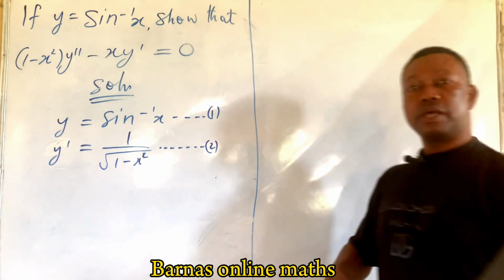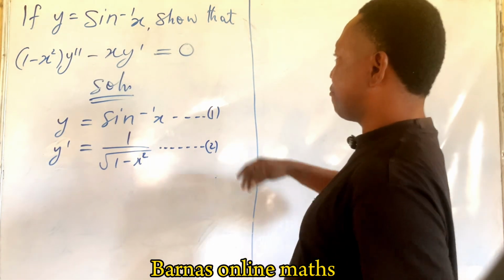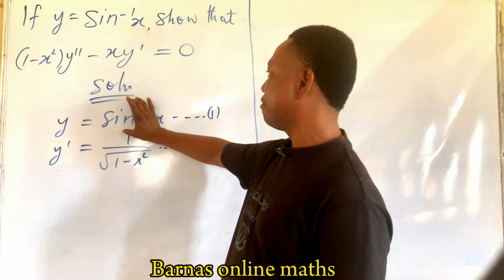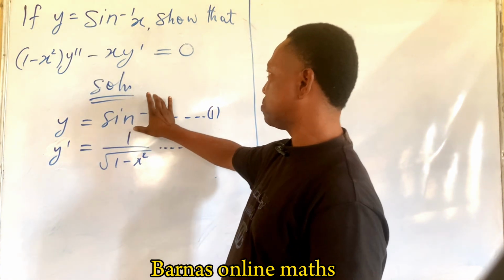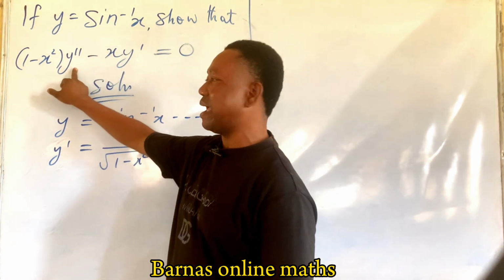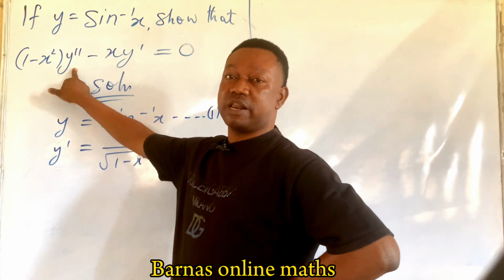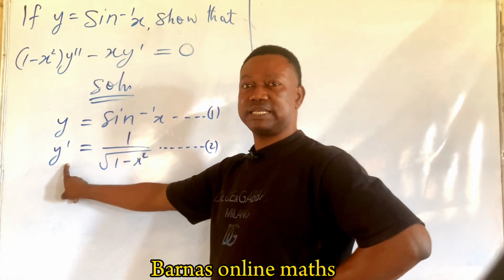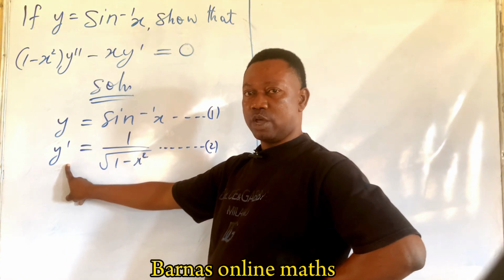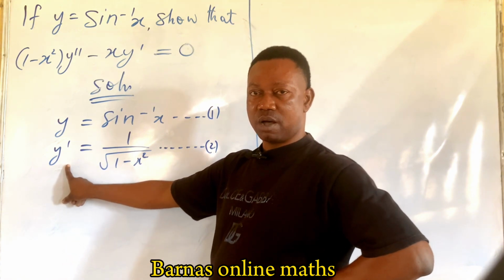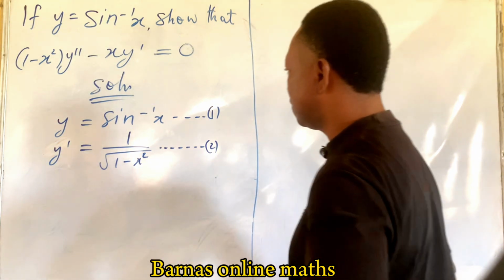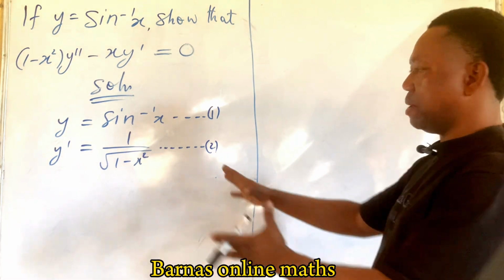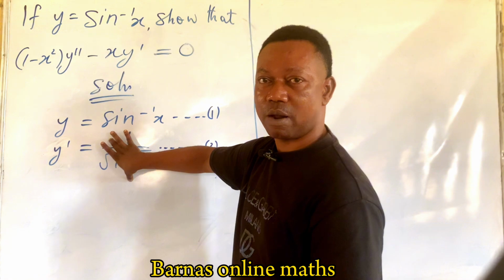Okay, so let's continue. So we have gotten y prime, which is the first derivative of y with respect to x, but we also need to find y prime prime. That's the second derivative of y with respect to x. So we need to differentiate this y prime in order for us to have the second derivative. Now, let's do that. Let me differentiate this in our rough work.